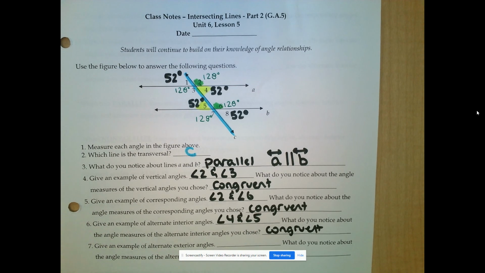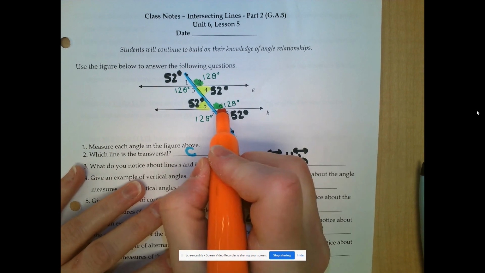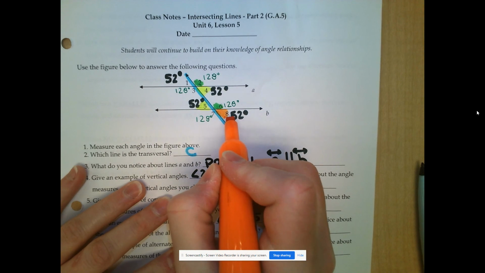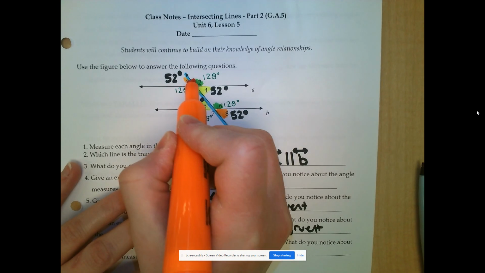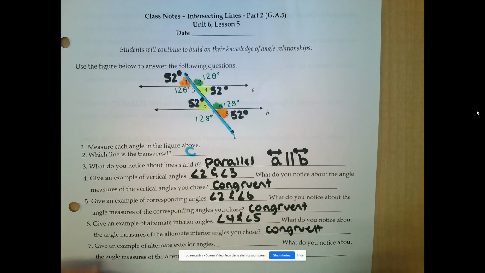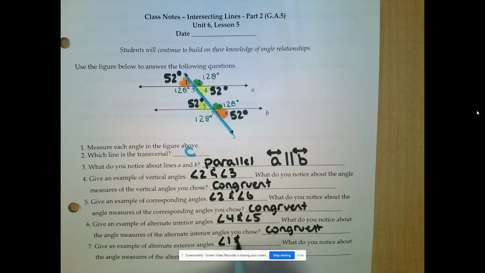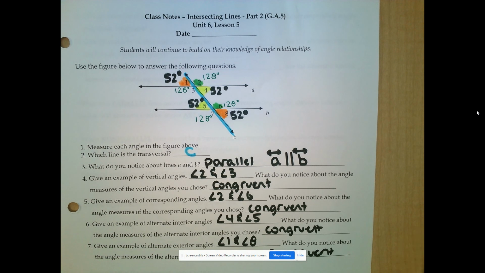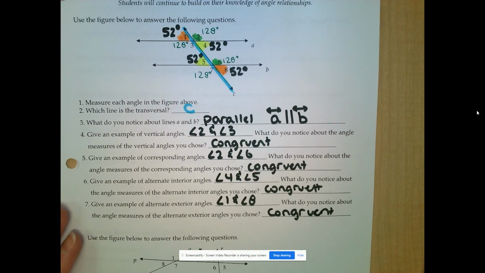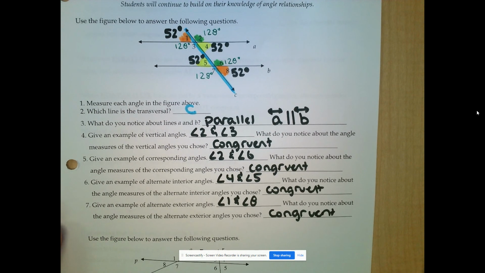Hopefully you're noticing a pattern. And last but not least, alternate exterior angles. So ones that are outside the parallel lines would be something like 8, which is on the right side of the blue transversal, and 1, which is on the outside of the blue transversal. So I could say angle 1 and angle 8, and they are also congruent. So very interesting observations. The ones that we have talked about so far, the terms that we've defined, also are angles that happen to be congruent.